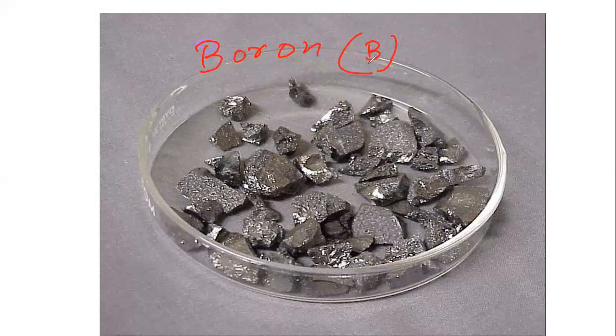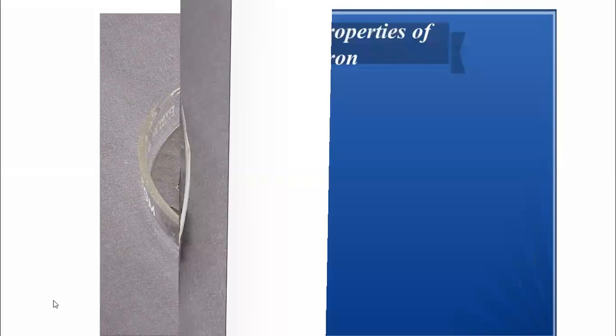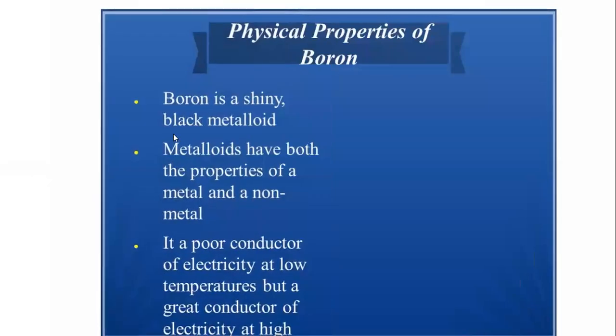The next one. Shiny black. Can you see the previous image? Shiny black metalloid. It's a solid. It shows both properties of metals and non-metals. It's a poor conductor at low temperature. It's not a very good conductor, but conductivity increases with the increase of temperature.